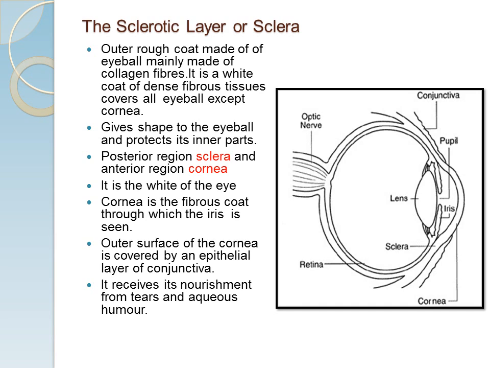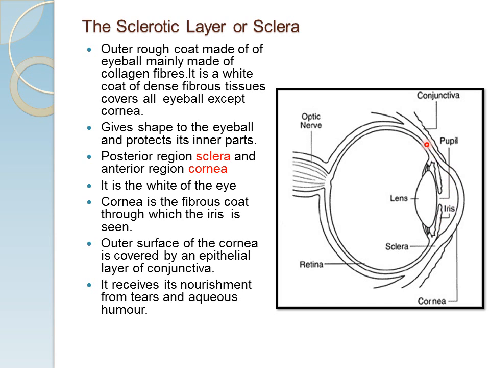Now in this slide we will be discussing the sclerotic layer, or the sclera. The sclera, or sclerotic layer, is the outer rough coat which is made of collagen fibers. It is a white coat of dense fibrous tissue which covers all of the eyeball except the cornea region.